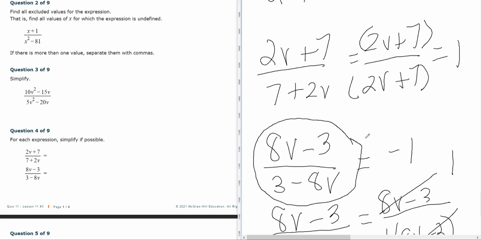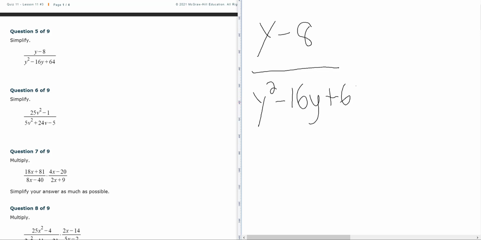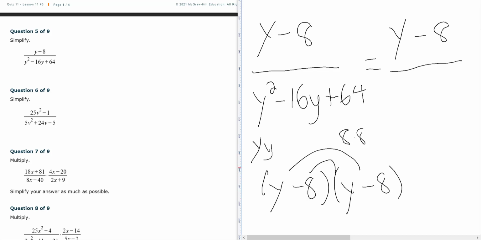But if you just recognize that subtraction in reverse will result in negative 1 because these are opposites. Number 5, we have y minus 8 divided by y squared minus 16y plus 64. I cannot reduce terms. I must do factoring. And I notice in the denominator here, this is y times y, and this is 8 times 8. So I'm going to give this a try. Y minus 8 times y minus 8, because that is a perfect square trinomial. And if I check it, minus 8 and minus 8 will give me minus 16.